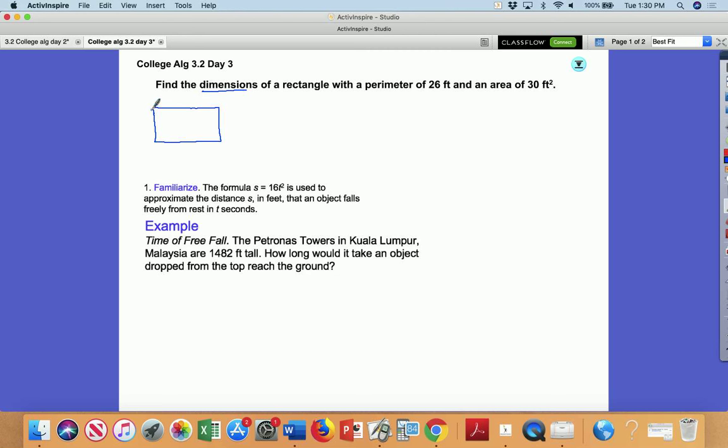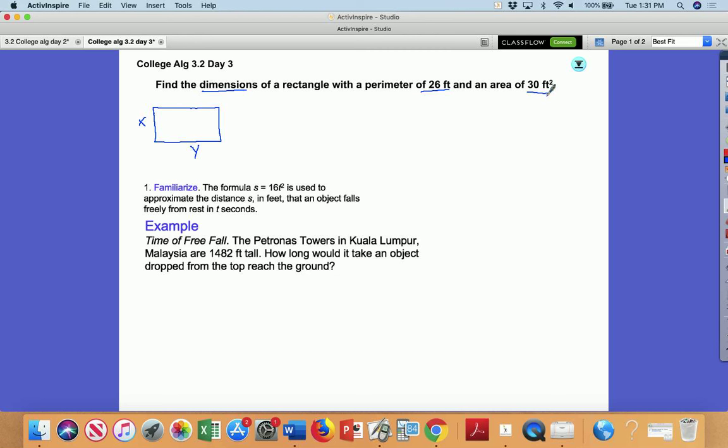Somebody give me the labels. What do you want to use for variables for the sides? Whatever. X and Y. Okay, so let's try to do this. Let's try to take each clue that they give us, and let's see if we can write an equation for each in terms of X and Y, okay?